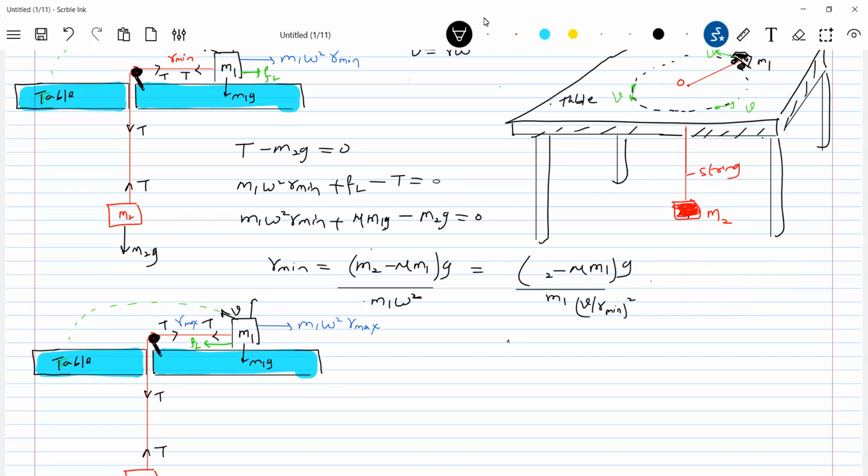This should be equal to M2. One more step, I'll go for simplification. This will be R minimum square by M1 V square. So therefore this R minimum will be equal to M1 V square by M2 minus mu M1G. Okay, all of you know? This will be our answer.